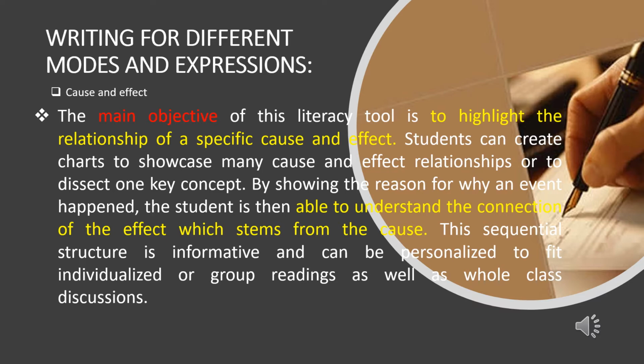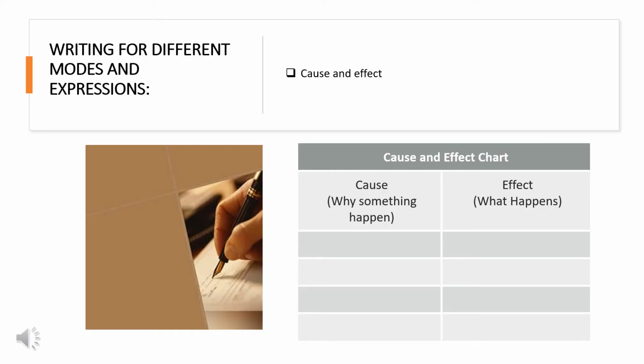By showing the reason for why an event happened, the student is then able to understand the connection of the effects which stems from the cause. The sequential structure is informative and can be personalized to fit individualized or group reading as well as whole class discussion. Here is an example of cause and effect chart.